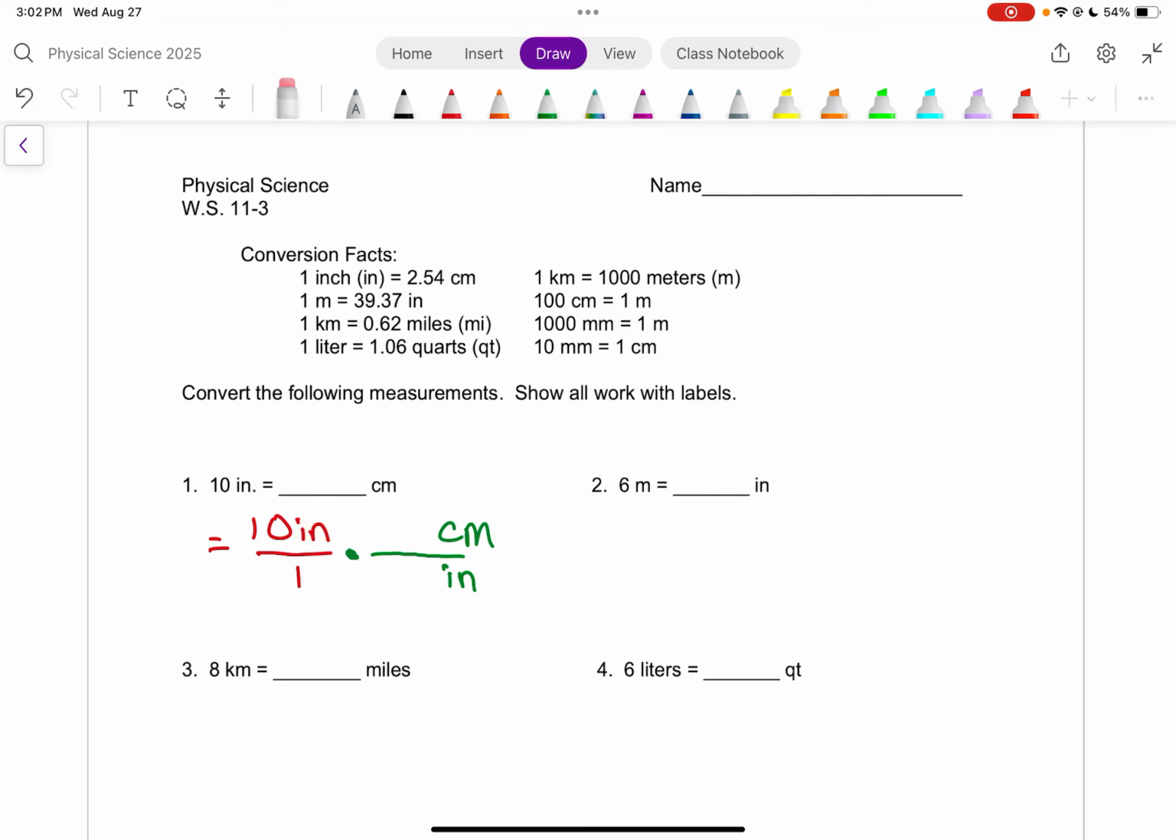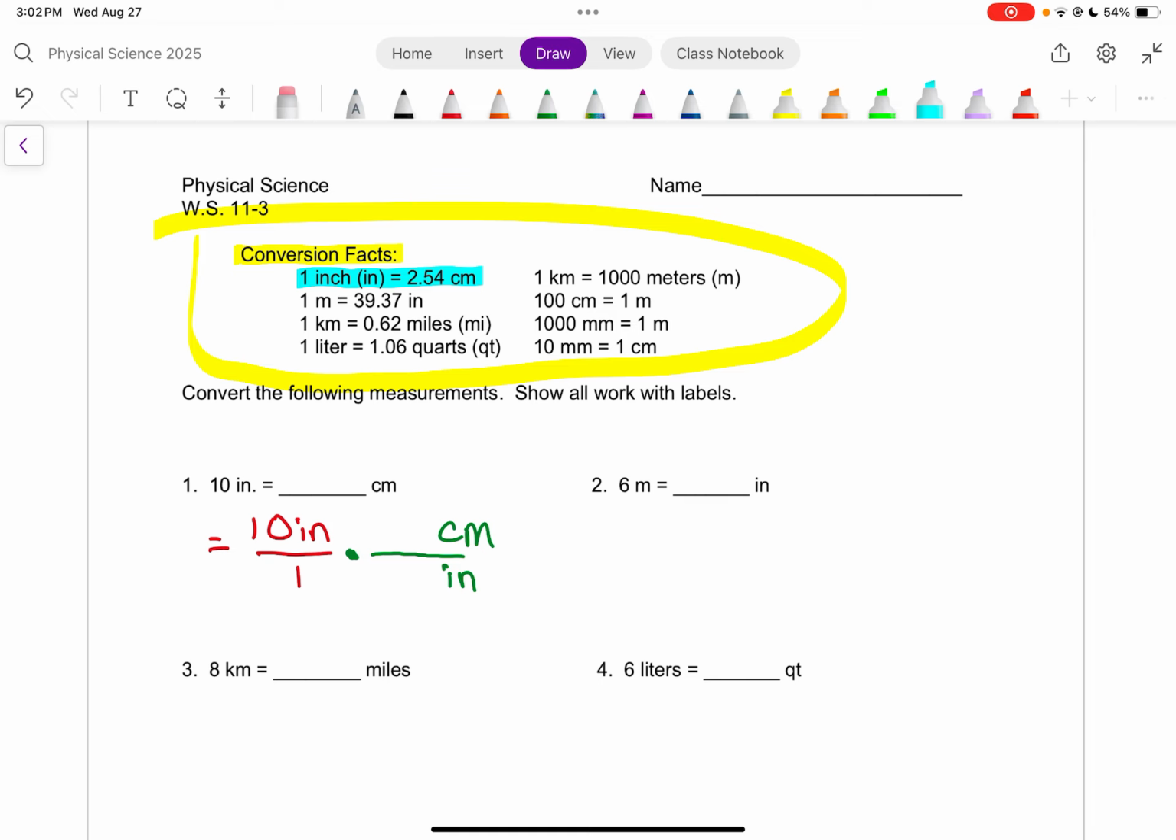I've got my labels set up now, so they're going to cancel out. I'll get rid of inches and I'll get into centimeters. Then I've got to use the numbers from these conversion facts and plug those numbers into the equation. Now the tedious part: I just have to find the conversion fact that takes inches into centimeters. If you look, that's actually the first one right there. That one goes from inches to centimeters.